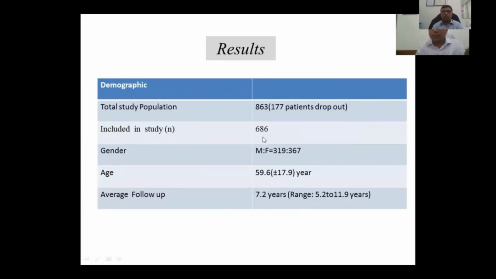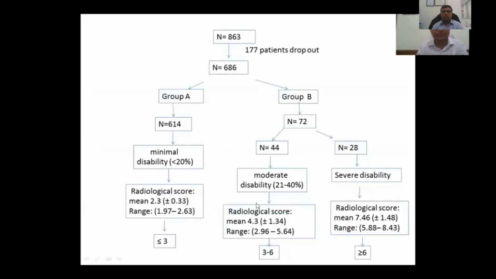686 patients are included in this study. Average age was 59.6 and average follow-up was 7.2 years. Out of 686, 614 patients had minimal disability, and their radiological score ranged between 1 and 3. In group B, 72 patients are included.